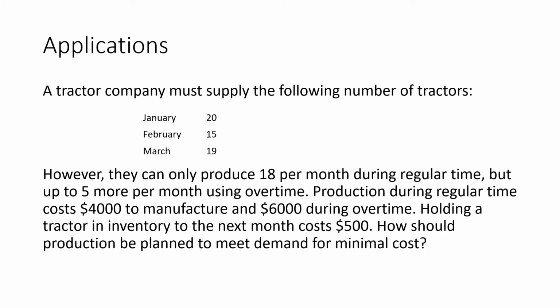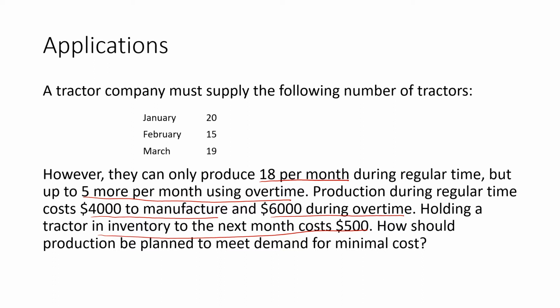So we're going to look at just a couple of examples here. Here's an example. A tractor company must supply the following number of tractors, but they can only produce a certain amount during regular time. So during regular time, they can produce 18 tractors a month. If they go into overtime, they can produce 5 more per month. During regular time, it costs $4,000 to manufacture a tractor and $6,000 during overtime. But there's also a penalty. So holding a tractor in inventory has a certain cost.